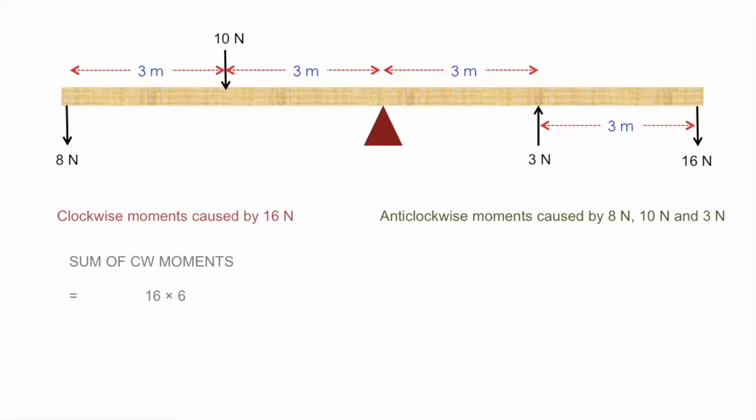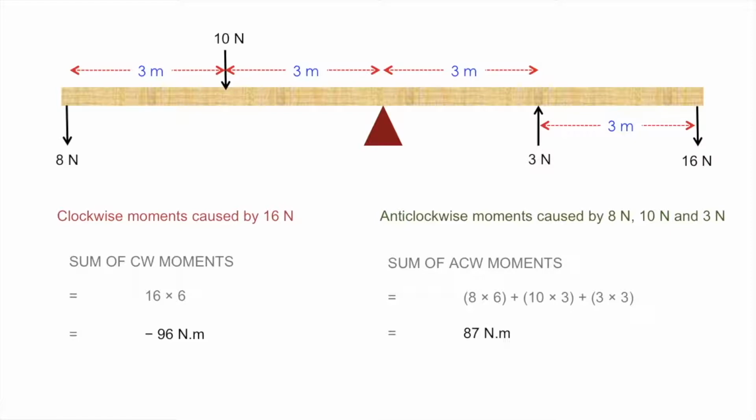The clockwise moment is 16 Newton into 6 meters because the 16 Newton force is 6 meters away from the pivot. Hence, the sum of clockwise moments is negative 96 Newton meters. The anti-clockwise moments come out to be 87 Newton meters, and therefore the net torque is equal to minus 9 Newton meter.